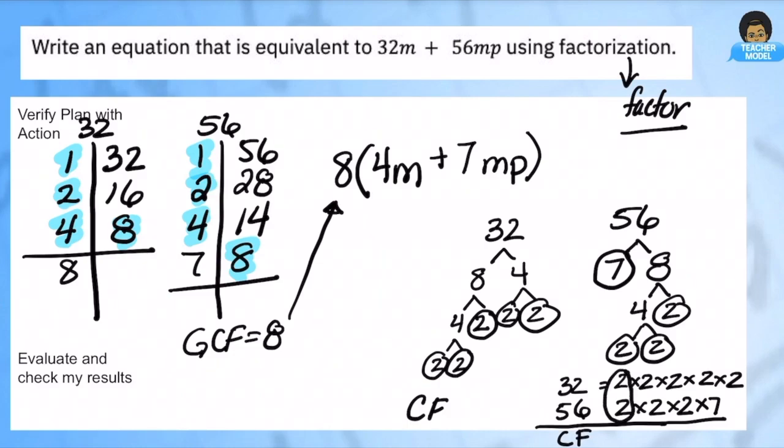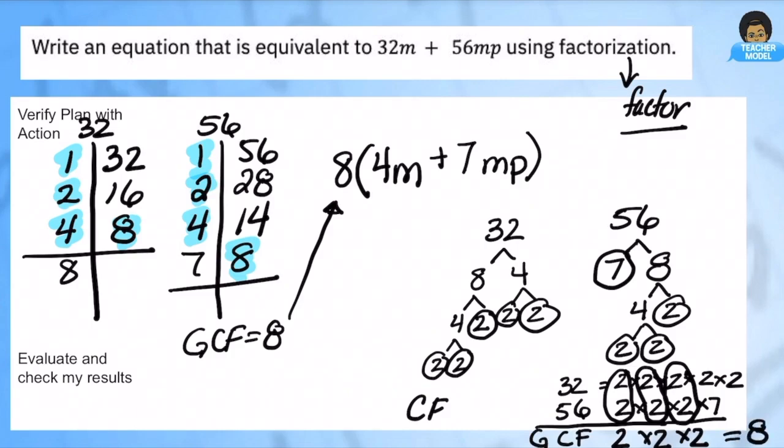Well, I got a pair of 2s. So I put a 2 there. I got another pair of 2s. I put another 2 there. I got another pair of 2s. So I put another 2 there. And they don't have anything else in common because I only have 2s and 7. So the greatest common factor would be 2 times 2 times 2 or 8.